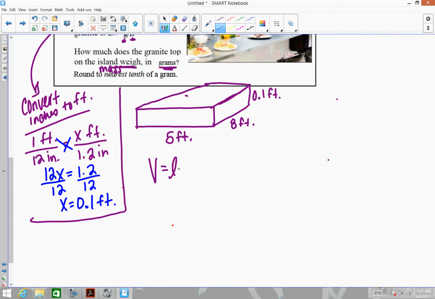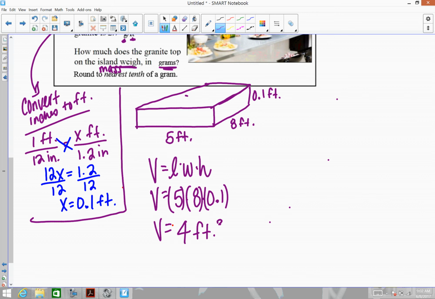The volume of this is just going to be length times width times height. It doesn't really matter, just multiply the 3 numbers: 5 times 8 times 0.1. Those are all in feet. So when I'm done, I get 4 cubic feet. Make sure you put your units on that.